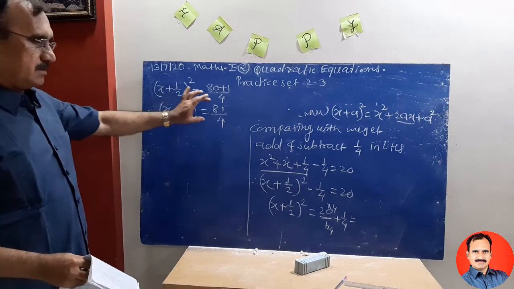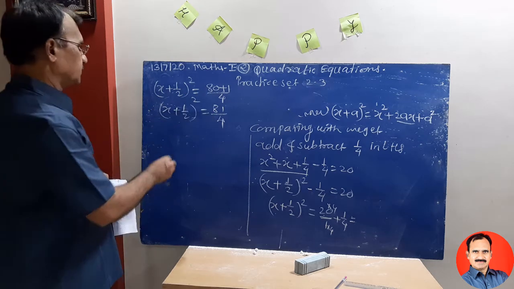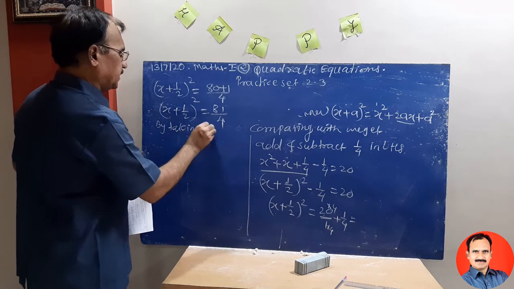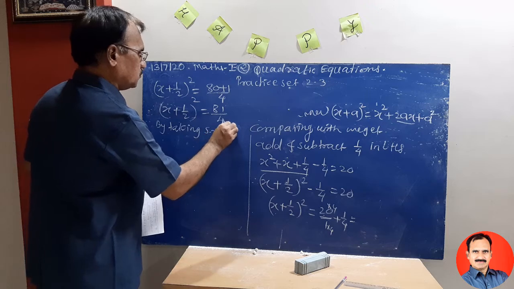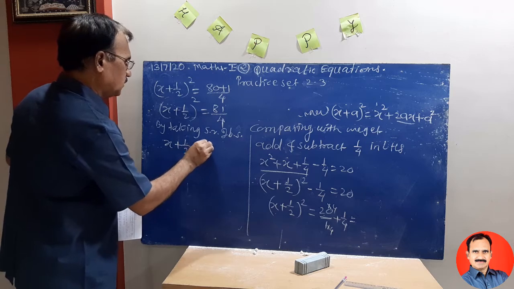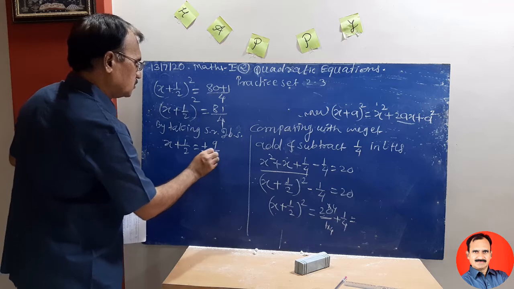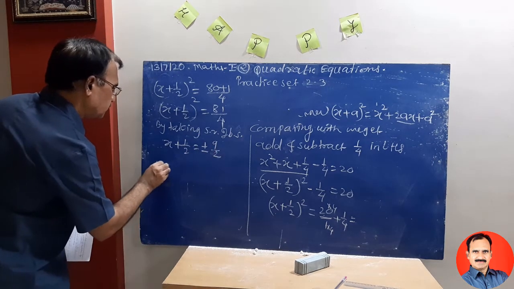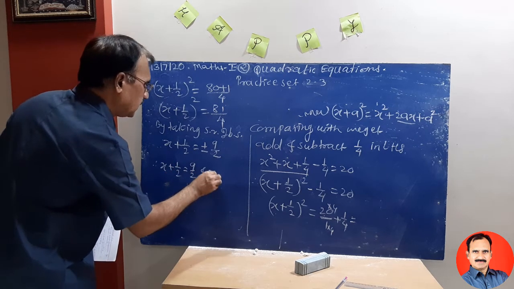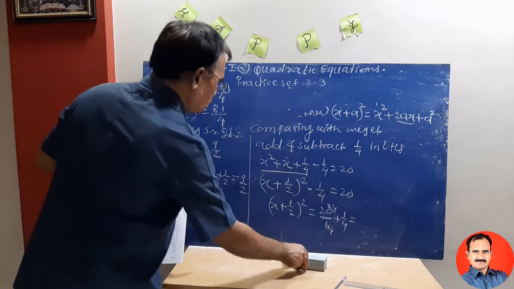This is a perfect square and this is also a perfect square. If this is not a perfect square, still take the square root of both sides. By taking the square root of both sides, x plus half is equal to plus or minus root of 81 is 9 and root of 4 is 2. Therefore x plus half is equal to 9 by 2 and x plus half is equal to minus 9 by 2.